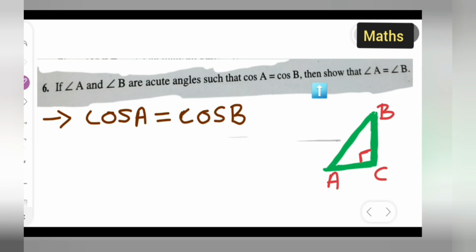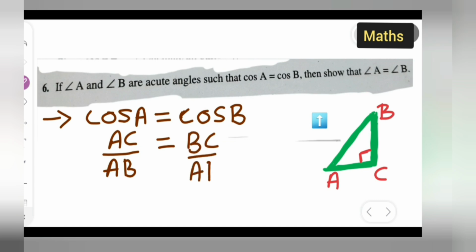Now we know the formula for cos A: adjacent upon hypotenuse, and the same way adjacent upon hypotenuse for B. The adjacent of A is AC, and the hypotenuse is AB. Same way for this one, the adjacent of B is BC and the hypotenuse is AB. So it will be BC upon AB. Now write down the same step again.